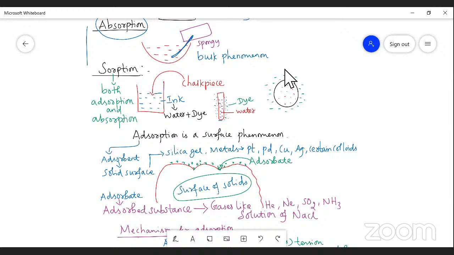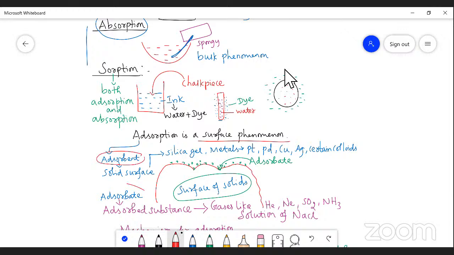And adsorption is a surface phenomenon. We are talking about two things: one is the adsorbent, and another one is the adsorbate. The adsorbent is the substance, a solid surface. Any material on which something is going to be adsorbed is called an adsorbent. The materials we can use are silica gel and metals like platinum, palladium, and copper. In the same way, I also gave an example of adsorbate.